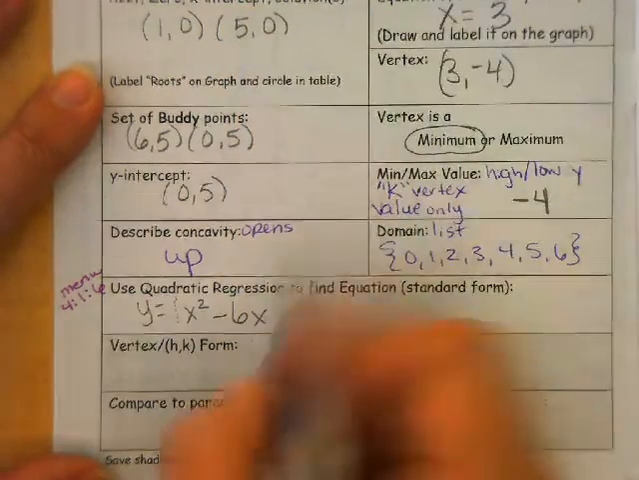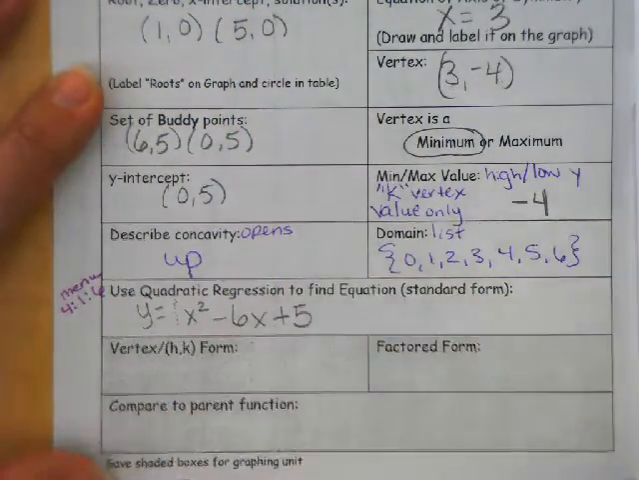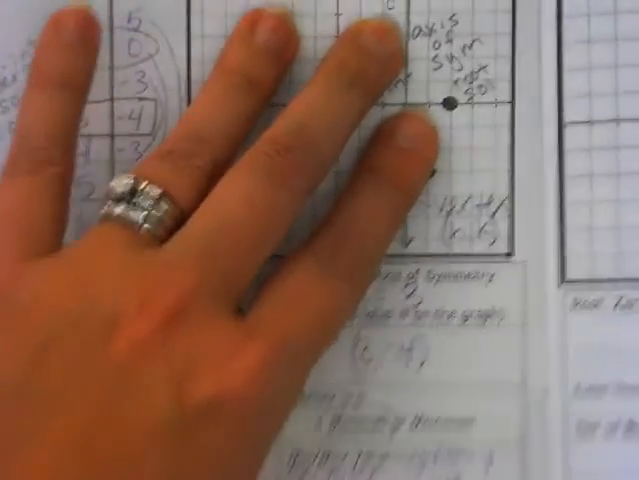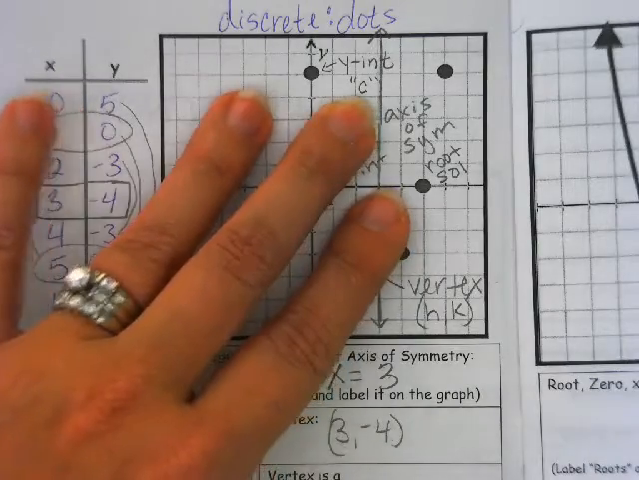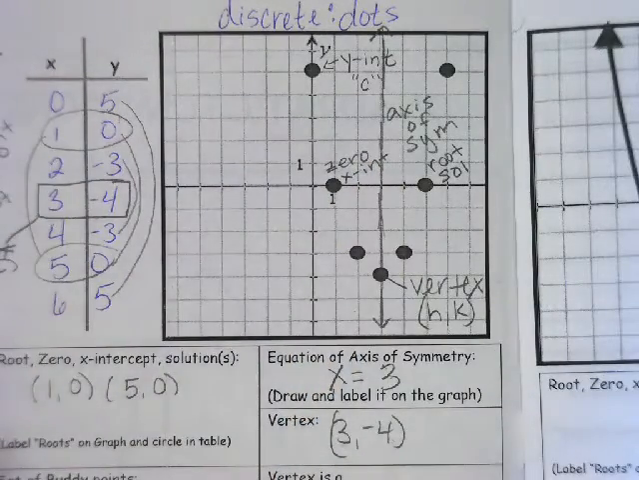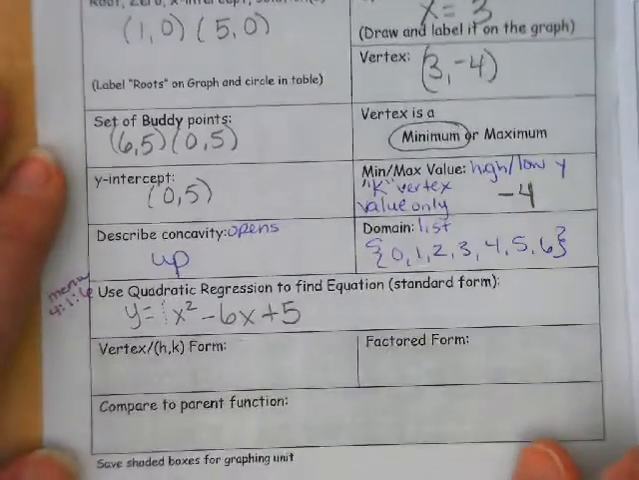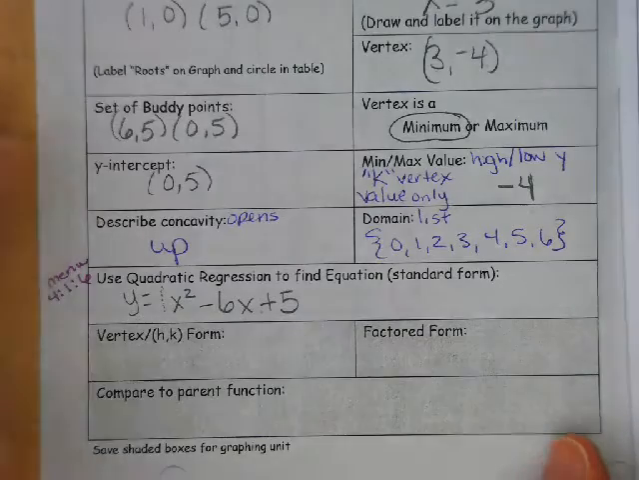And do you remember me telling you way up here that the Y-intercept would be our C? What was our Y-intercept? 5. What's our C? 5. Okay?